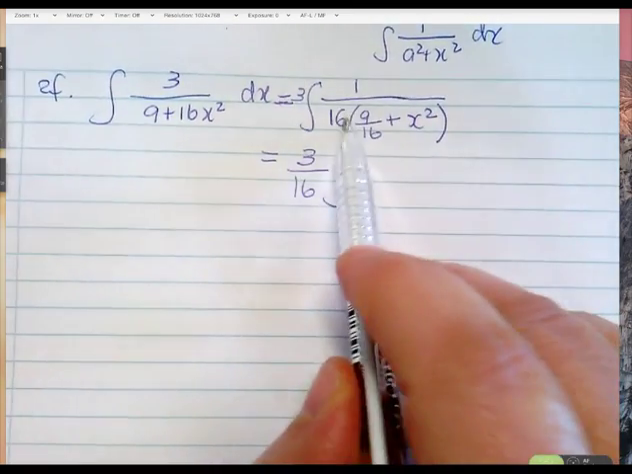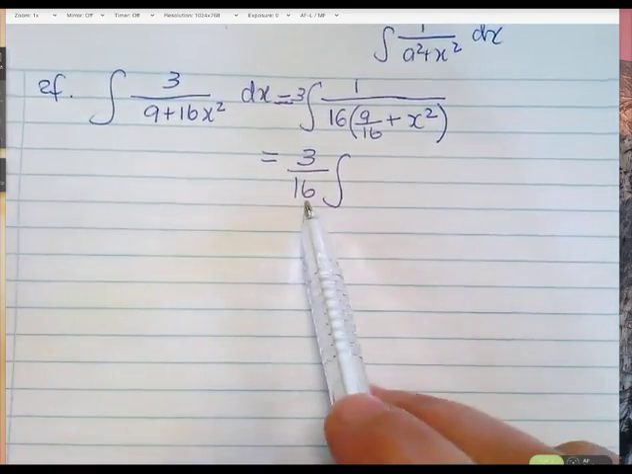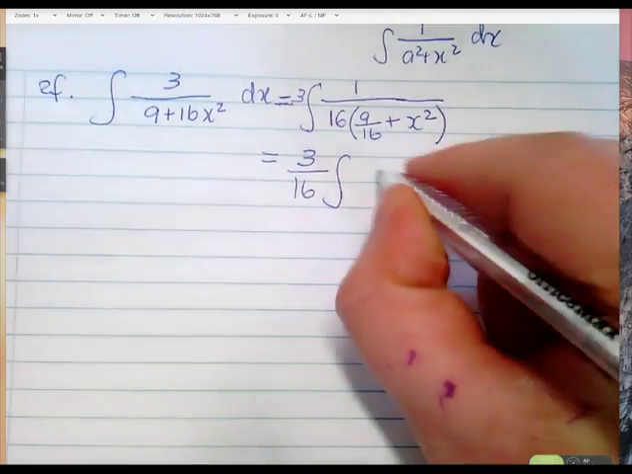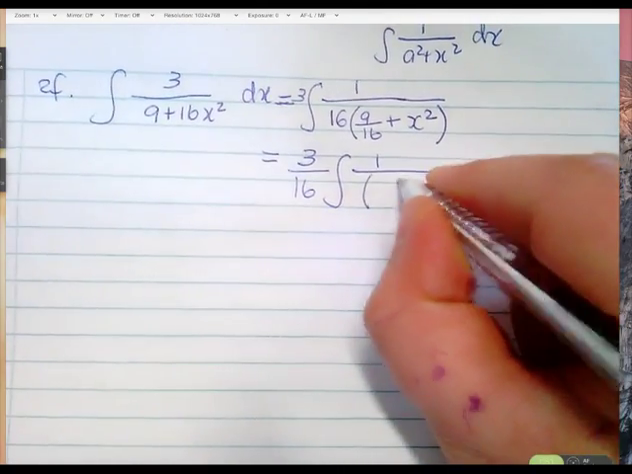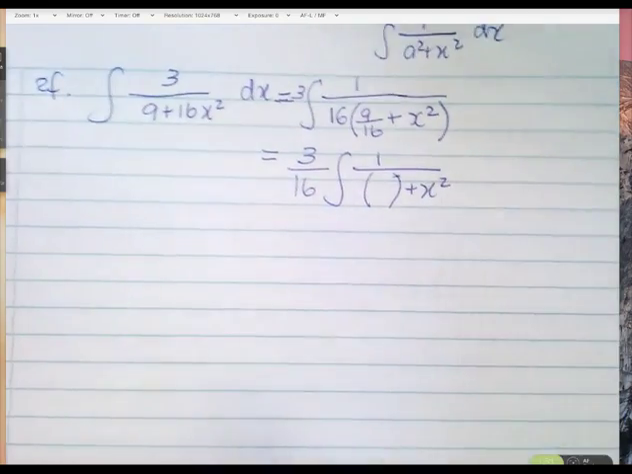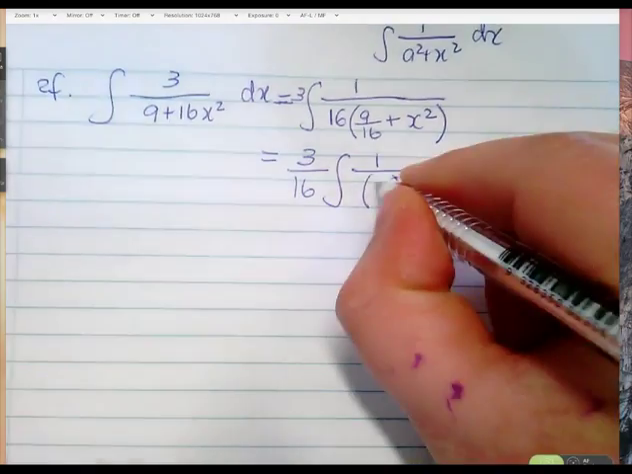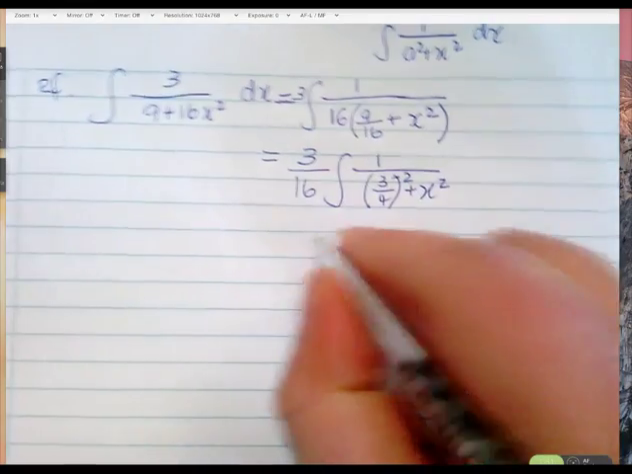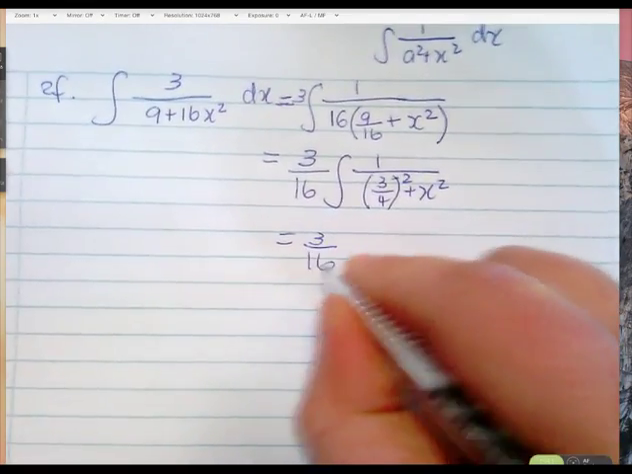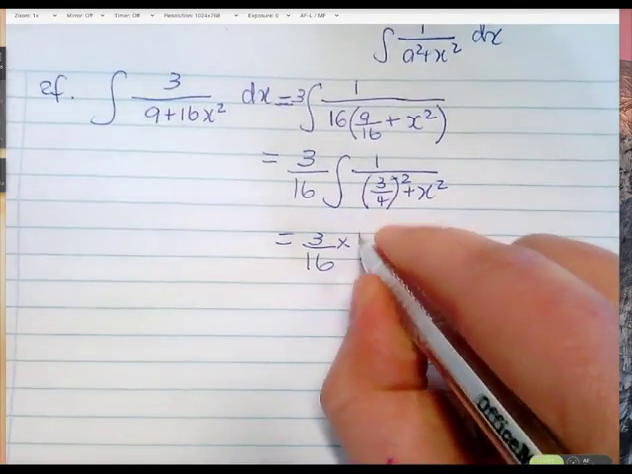The 3 is a constant. So is this 16 on the denominator. So we have 3 over 16 outside. 1 over, this needs to look like a squared plus x squared. So what is it? 3 on 4 squared plus x squared. So therefore we're ready to go now. It's 3 over 16 times.